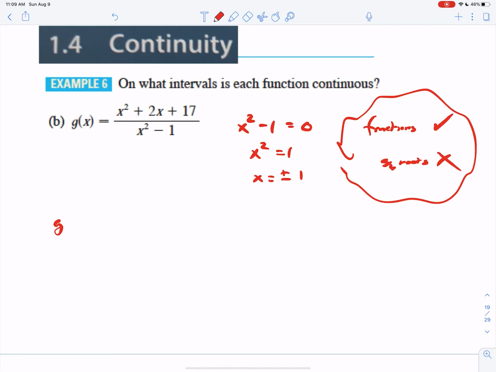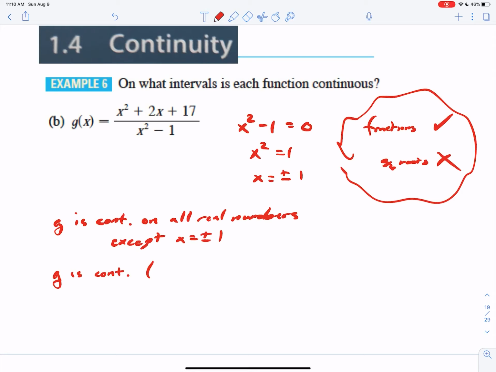So we'll say G is continuous, and I'll show you several ways of writing this, okay? On all real numbers except x equals plus or minus 1. In most multiple choices, they'll write it like this, is continuous from negative infinity to infinity. But what you guys have to do is you have to omit the negative and the positive 1.